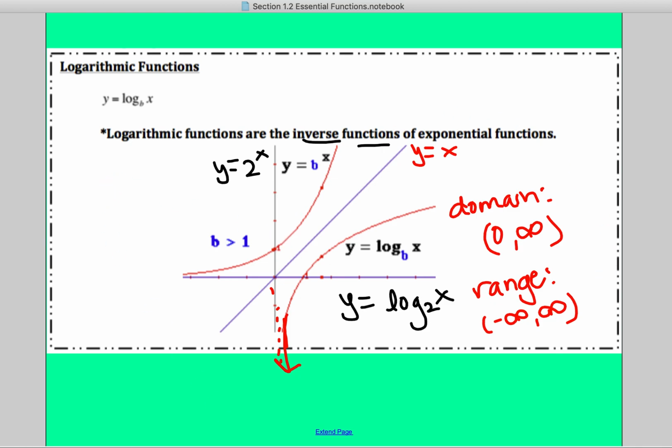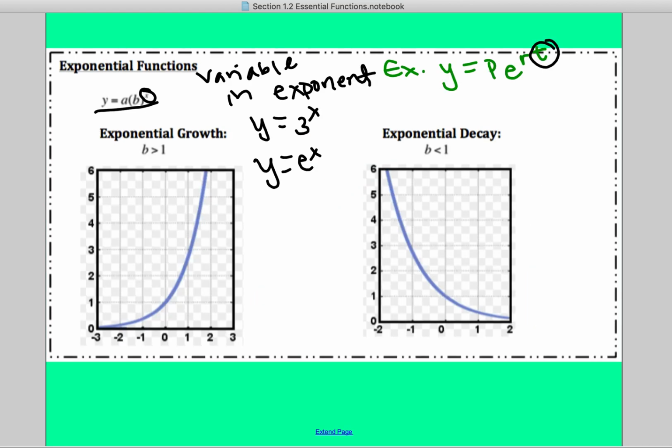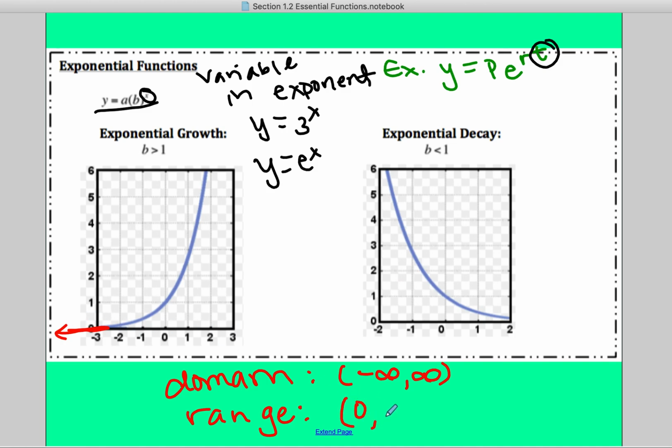Maybe since I did that, we should quickly go back and do the domain and range for an exponential. For an exponential domain, this will continue to go on all the way to the left. It just will never cross your x-axis, and it'll continue to go all the way up. So negative infinity to infinity. And then our range, since it will never touch that x-axis, we get really close to 0, but we never touch it, so we have 0, and it's a parenthesis, and then it'll continue to go up. Okay, so that's your range for your exponential.